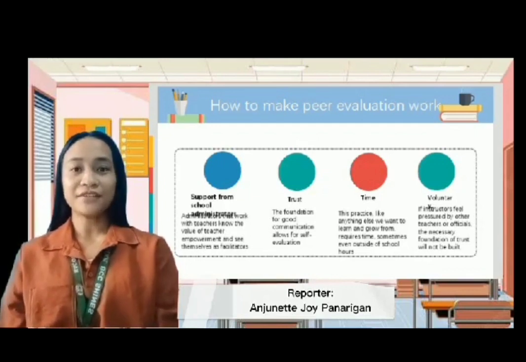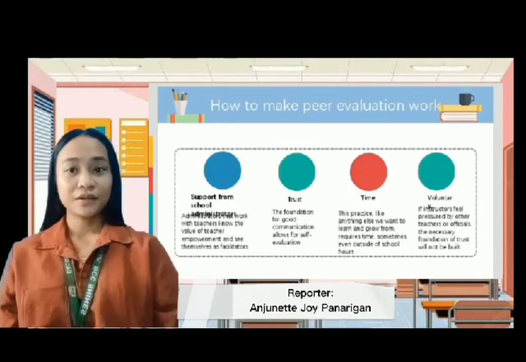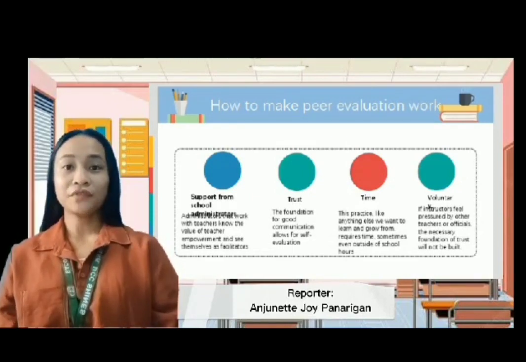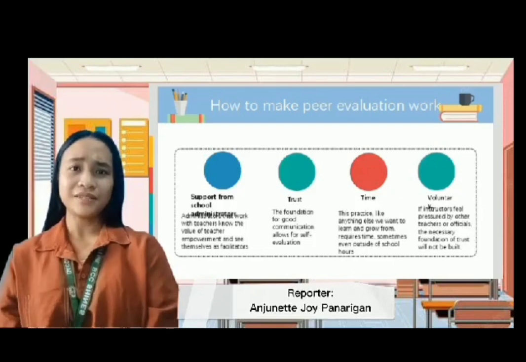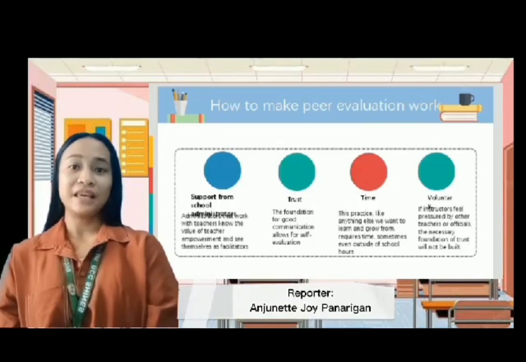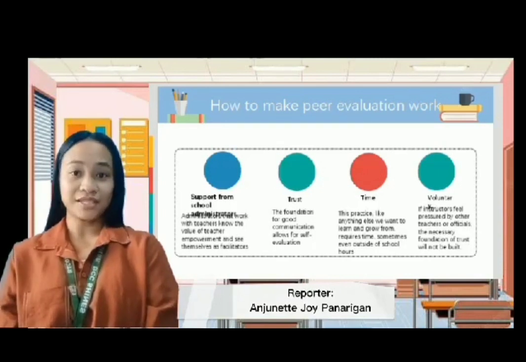First, in order to have an effective peer evaluation, it must have the presence or the support of the school administrators. Administrators understand the work of the teachers, know the value of teacher empowerment, and see themselves as facilitators. Please take note that it is important to have evaluators who are knowledgeable enough about what they are assessing, or about the field they are evaluating, to ensure the validity of the evaluations. So if the teachers are the ones who will be evaluated, then it is important that there is support from the school administrators because among all people, they understand the teacher's work and the teacher's standards.